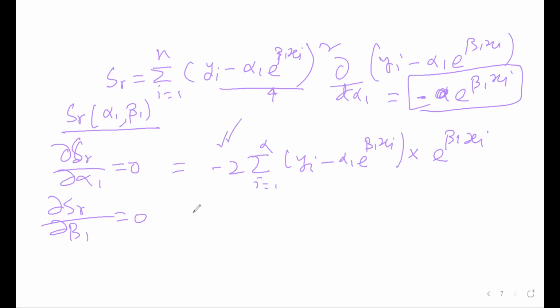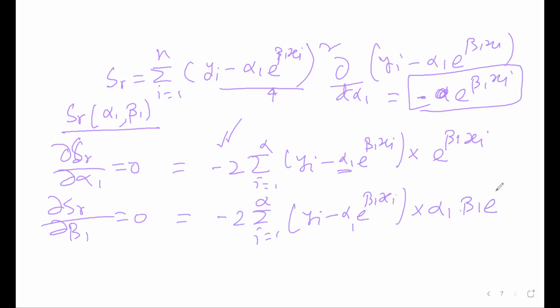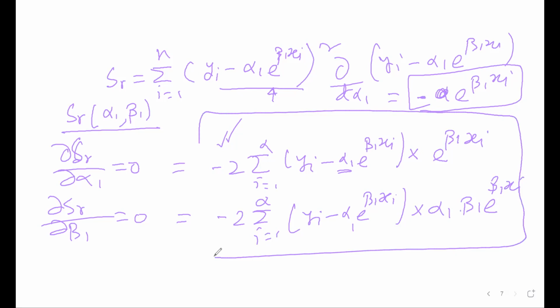And for your second case, it will be equal to 2 sum i equal to 1 to n of yi minus alpha 1 e to the power beta 1 xi, multiplied by alpha 1 into xi e to the power beta 1 xi, isn't it? Yes, sir. Okay. Can you solve this equation so easily?